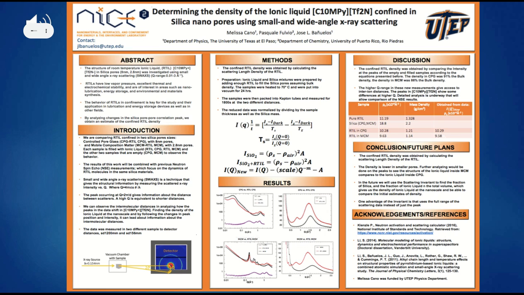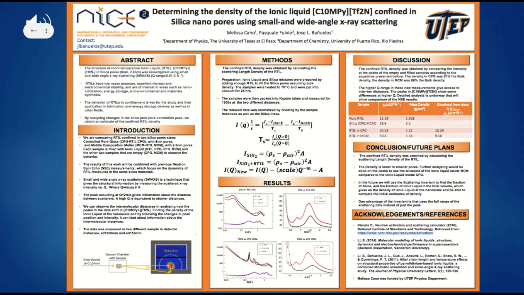As we analyze the data, we also noticed how the higher Q range in these new measurements can give access to inter-ion distances. The peaks in the ionic liquid show distances at a higher Q, and we can observe the intermolecular distances by analyzing how the peaks in the data shift in the ionic liquid.